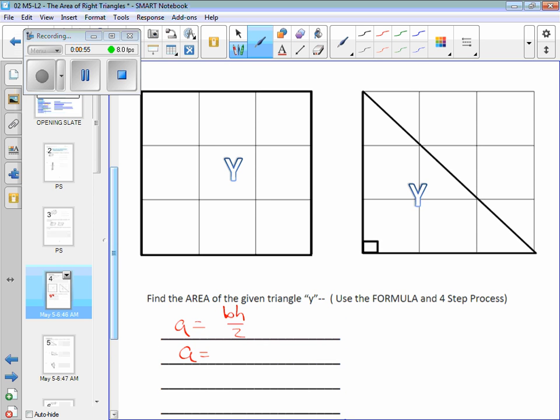Alright, each side, well, let's look at this. Each side measures how many units? Be careful. Oh, wait, watch. 1, 2, 3. That measures 3.